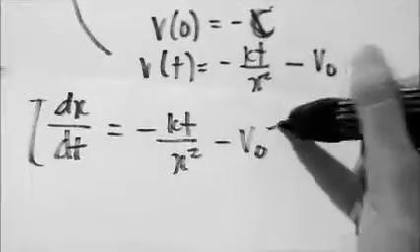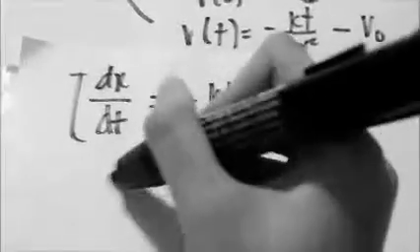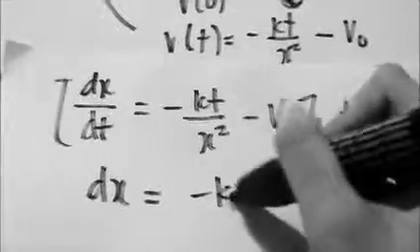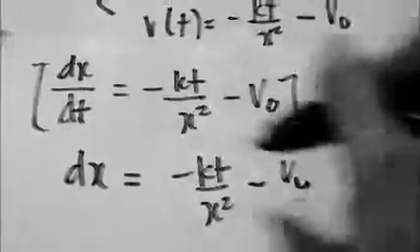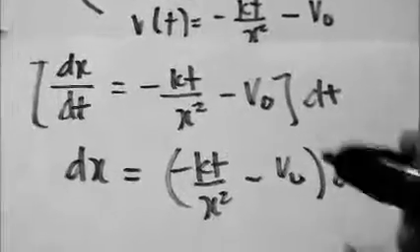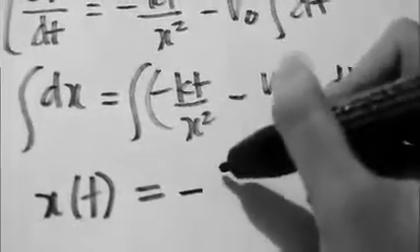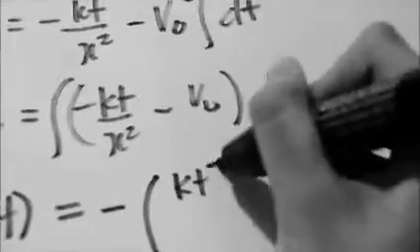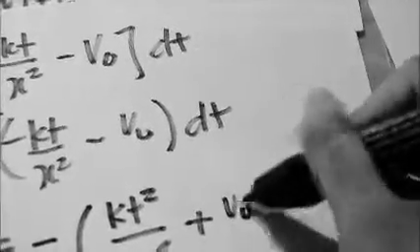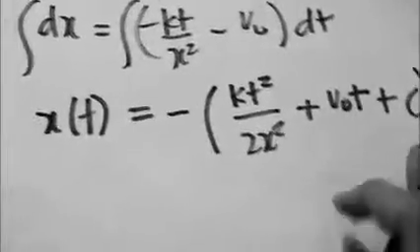So multiply both sides by dt, we will get dx equals negative kt over x squared minus v naught, quantity, times dt. Integrate both sides, so this is equal to x, dt equal to negative kt squared over 2x squared plus v naught t plus c. So in order to get c, we will let t be equal to 0.